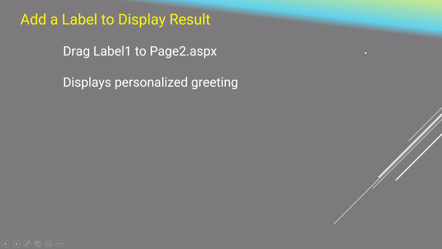Go to page2.aspx in design view and add a label control. Set its ID to Label1. When the page loads, this label will show the message Hello John, or whatever value was passed via the query string.